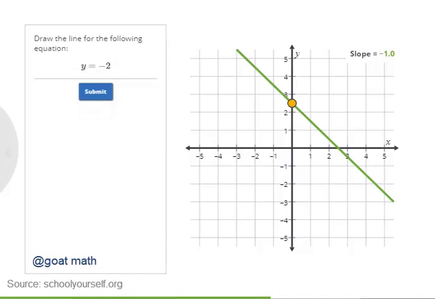Great, so here's the line for y equals negative x plus 5/2. The y-intercept is 5/2, or 2.5, and the slope is negative 1, because negative x is the same thing as negative 1 times x. Next, try drawing the line for y equals negative 2. This time, there's no x term at all, so can you figure out what this line looks like? Again, feel free to ask for a hint if you need one.